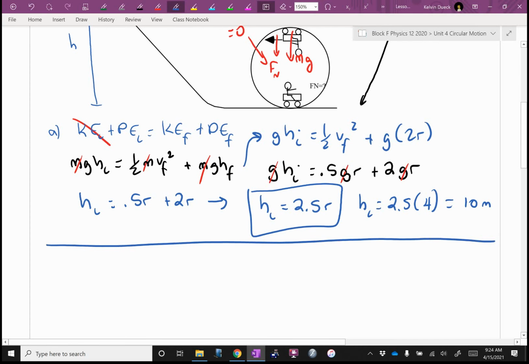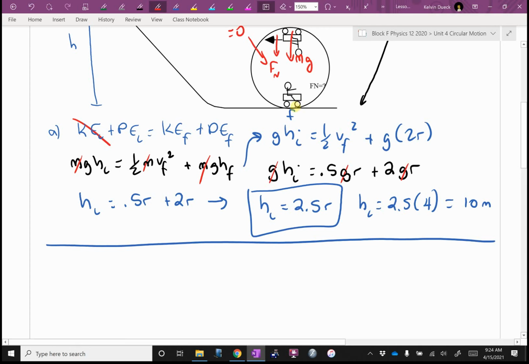What did B want me to find? Where? Okay, so now I'm going to redo this, but now final is going to be at the bottom of the loop. There's still a change in height, change in speed, yucky curvy path. Well, first of all, what do they want me to find? Normal force.